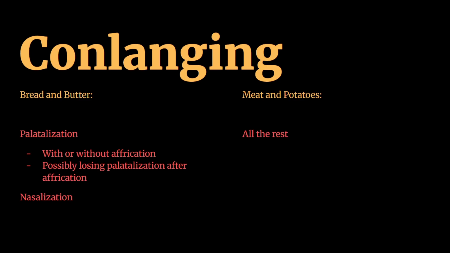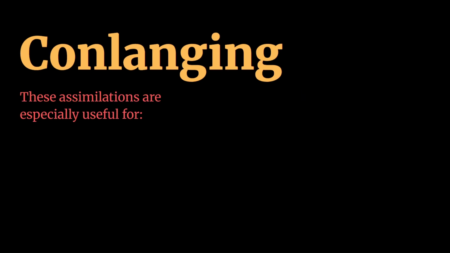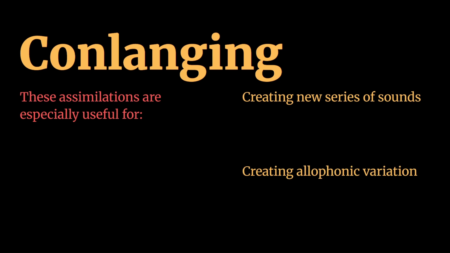The meat and potatoes are really all the rest. None of these is so rare or so unusual that it wouldn't fit in just about any conlang, and all of them can be used to make more interesting conlang histories. These assimilations are especially useful for creating new series of sounds, as in the case of palatalization, or creating interesting allophonic variation. So let's turn to our case study, starting with target lang.